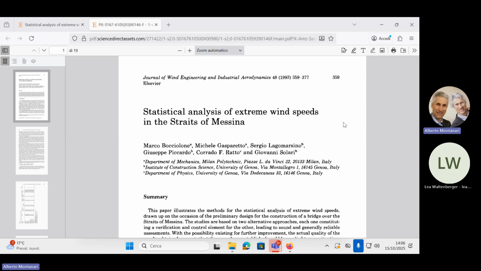The main purpose of this method is to assess a preliminary verification of the correlation between the anemometric measurements of the different stations that they considered near the Strait of Messina. In particular, one that is called Punta Faro, that is maybe 2 kilometers from the Strait of Messina.